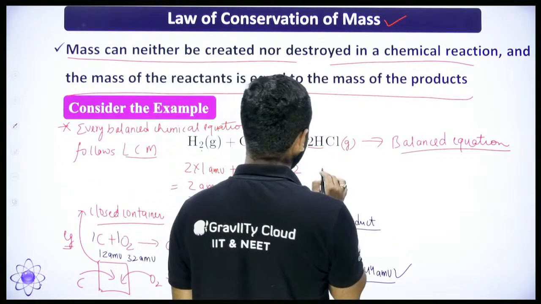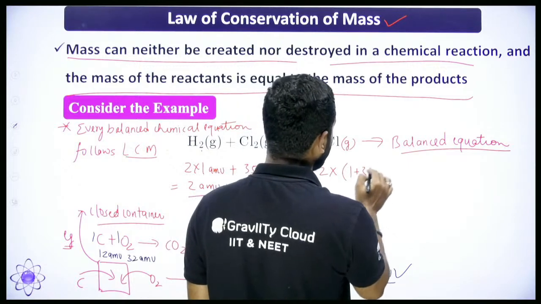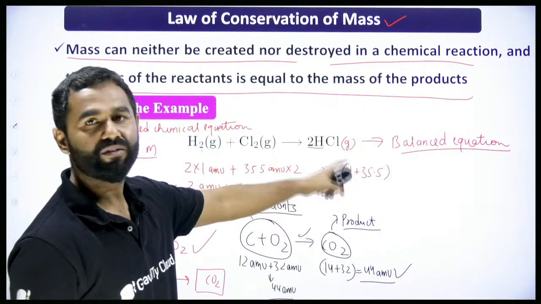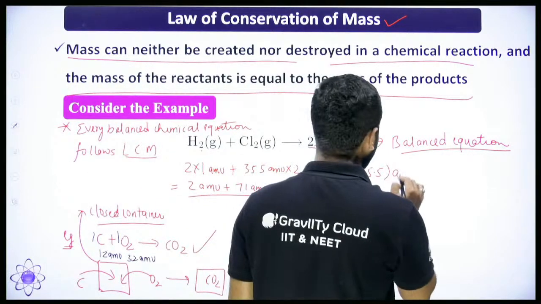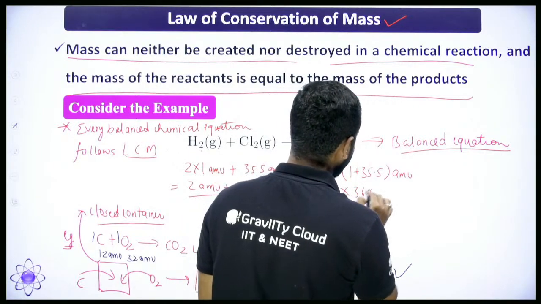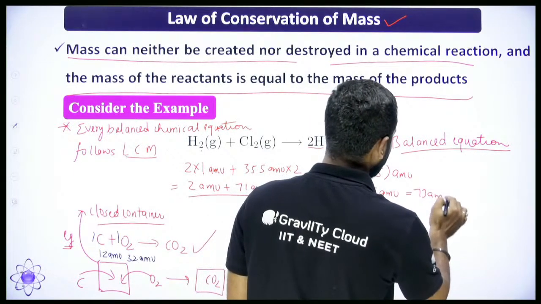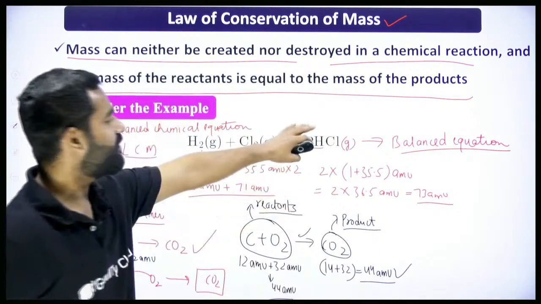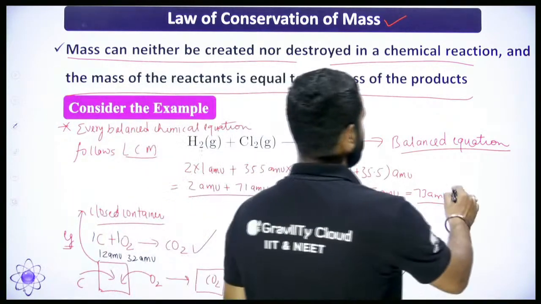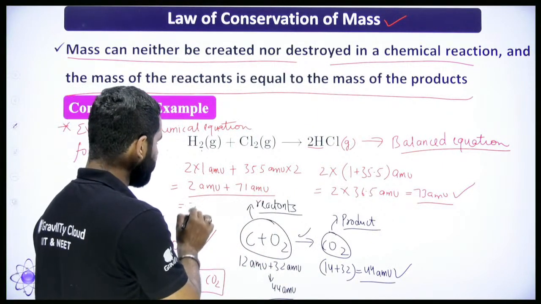So what is the mass of HCl? First 2 into, what is the mass of HCl? 1 plus 35.5. Right? 1 is for hydrogen, 35.5 is the chlorine. 1 plus 35.5 AMU. This is equal to what? 2 into 36.5 AMU, which is equal to 73 AMU. Right? So in this equation, on the product side the total mass is 73 AMU. On the reactant side it is 71 plus 2, 73 AMU.